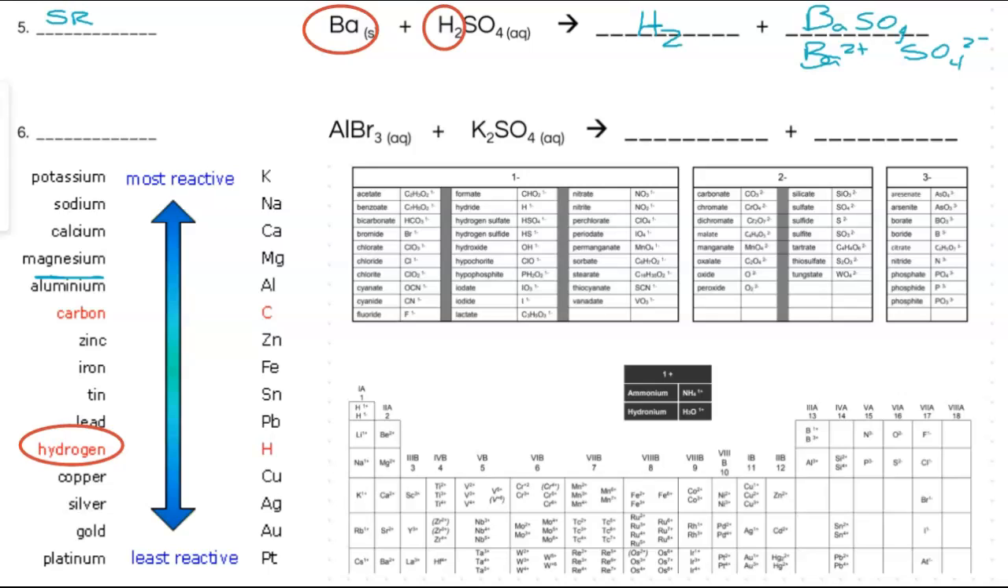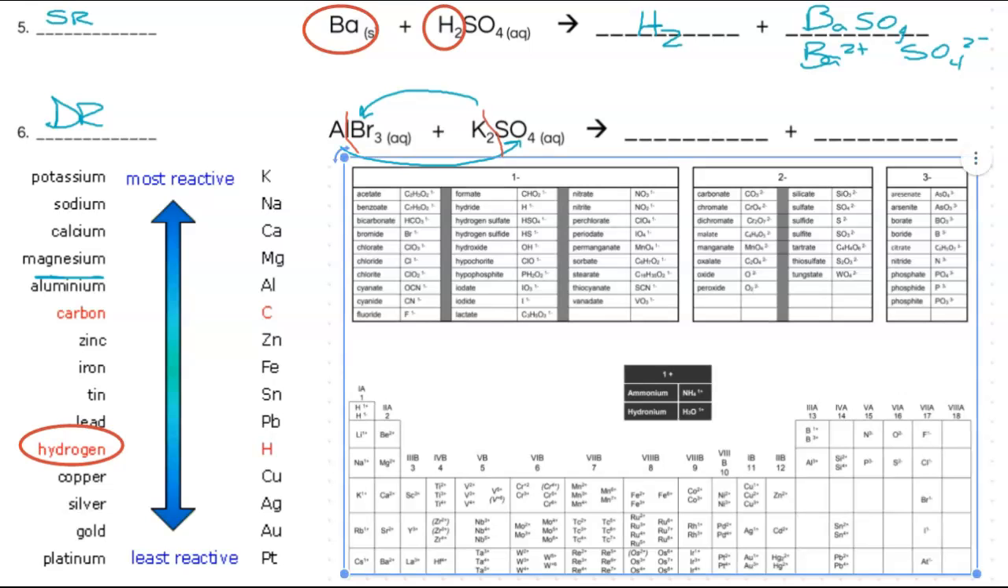Number 6, okay, I have 2 compounds. I've got aluminum bromide and potassium sulfate. So these are 2 ionic compounds. So this one is going to be a double replacement reaction. So we're going to split and switch, and the outsides are going to go together and the insides are going to go together. So when I split them, I split the aluminum off of the bromine, and I split the potassium from the sulfur.